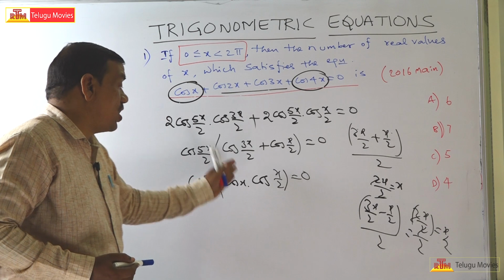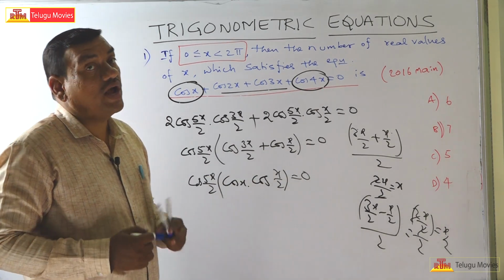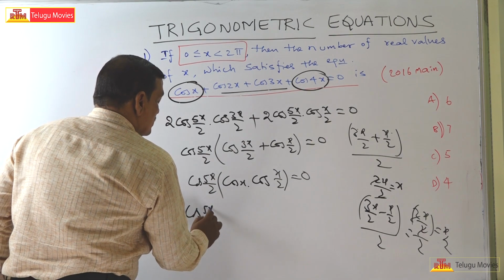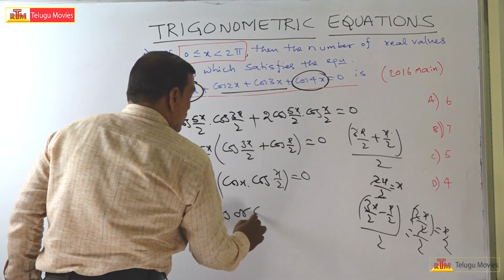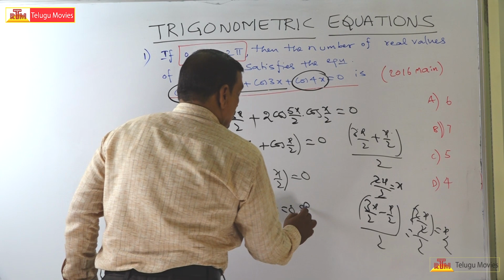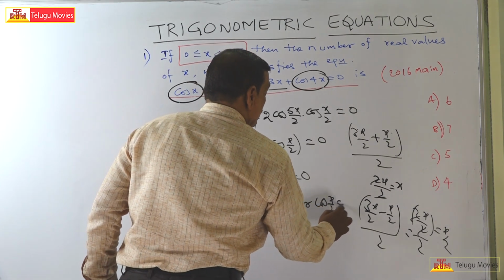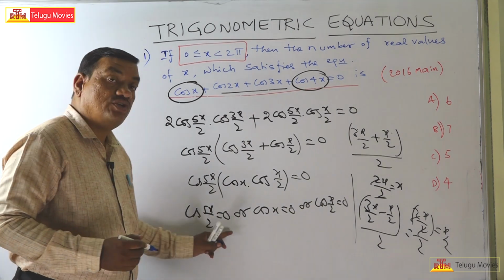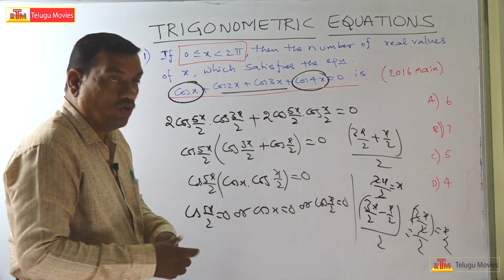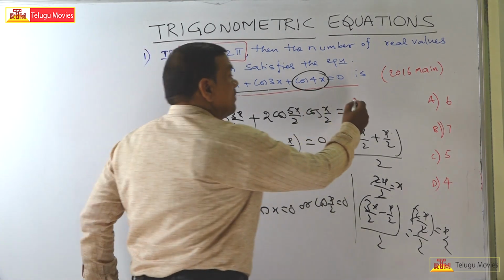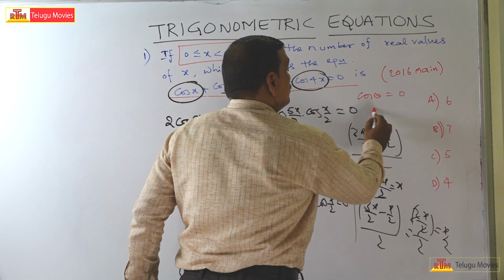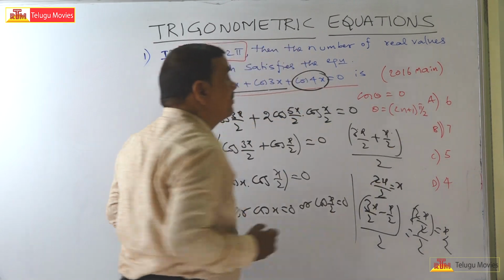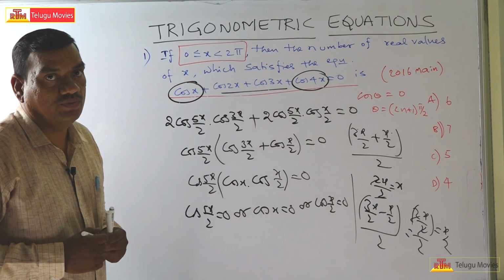So it is a product of 3 factors, so any one of these should be equal to 0. That means cos 5x by 2 is equal to 0, or cos x is equal to 0, or cos x by 2 is equal to 0. If cos 5x by 2 is equal to 0, yesterday we already explained the formula: if cos theta is equal to 0, theta is equal to (2n plus 1) times pi by 2.